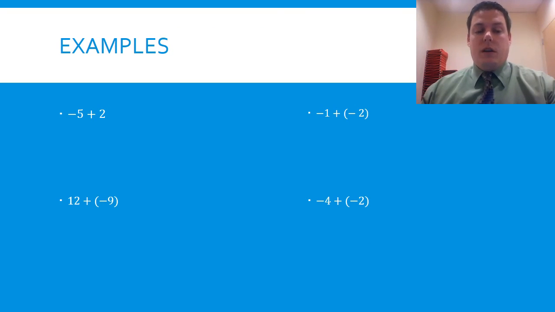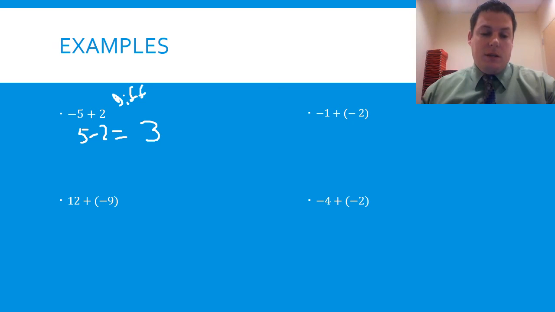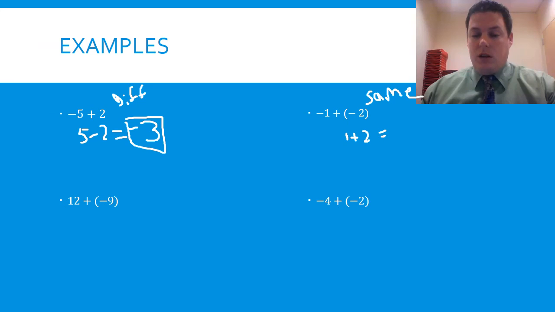Here's some other quick examples. So for the first one, we have negative 5 plus 2. Well, signs are different, so we want to subtract. 5 minus 2 equals 3. We keep the sign of the larger number. Negative 3 is our answer. Here we have signs are the same, so we just add 1 plus 2 equals 3, but we keep the sign.